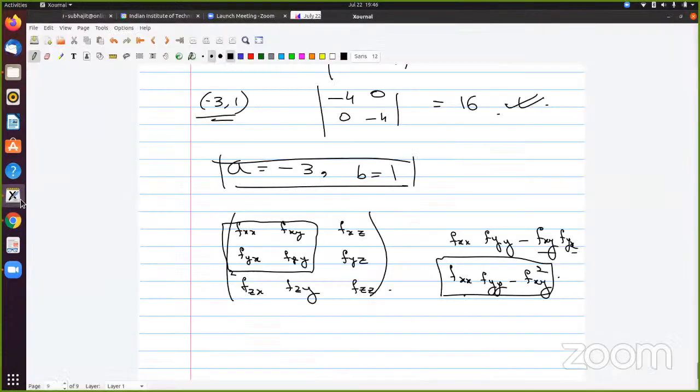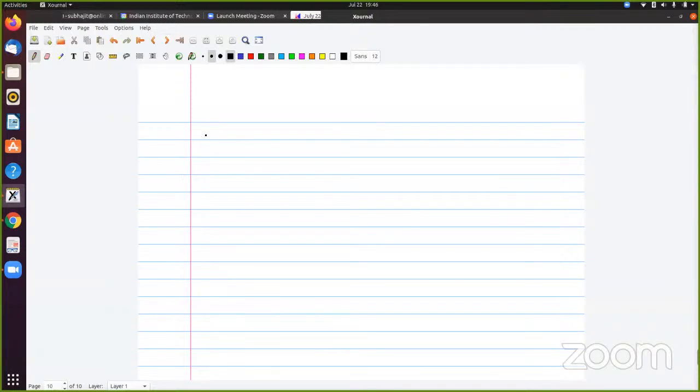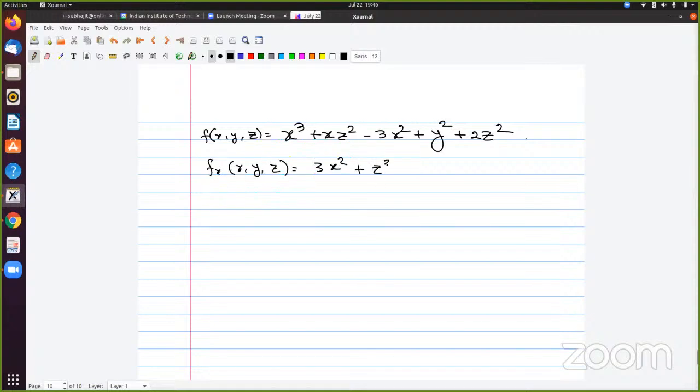So can you tell me the function so that I can write it here? X cubed plus xz squared minus 3x squared plus y squared plus 2z squared. Okay. So first of all, we need to find fx, fy, fz. So fx is 3x squared plus z squared minus 6x.